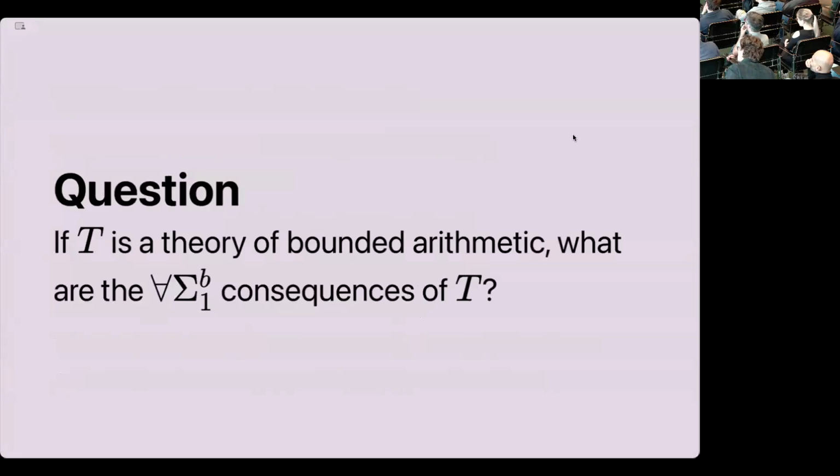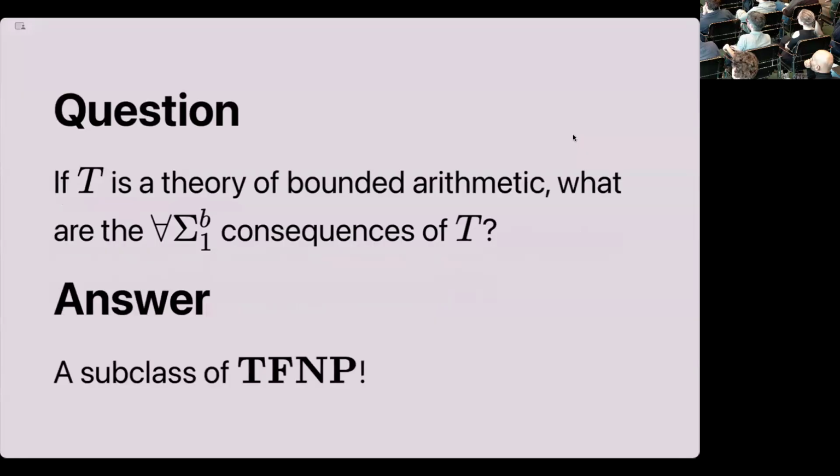Okay, cool. And so now with this, we have a natural question associated with this. Again, I'm not an expert at bounded arithmetic. I'm very happy to have these corrections. Please tell me. So in particular, we can now ask this question: if T is a theory of bounded arithmetic, what are the actual for all sigma B1 consequences? And maybe it shouldn't surprise you that the answer is a subclass of TFNP, right? The true theorems are going to give you a collection that are basically going to correspond to a subclass.